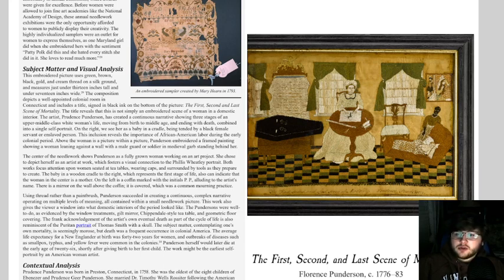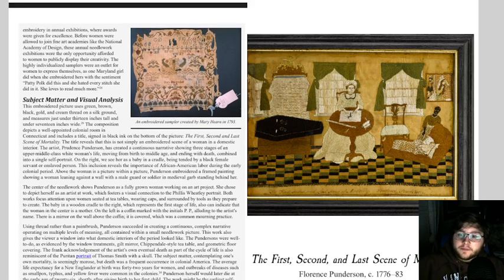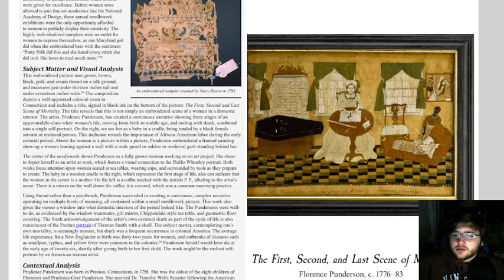Subject matter and visual analysis. The embroidered picture uses green, brown, black, gold, and cream thread on a silk ground, and measures just under 13 inches tall and under 7 inches wide. The composition depicts a well-appointed colonial room in Connecticut and includes a title signed in black ink on the bottom of the picture: The First, Second, and Last Scene of Mortality.